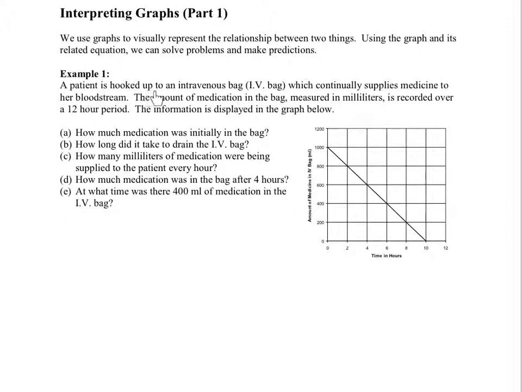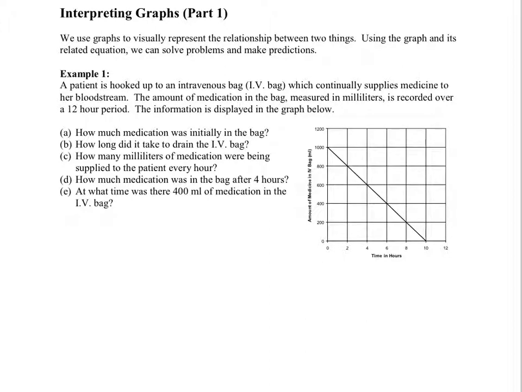A patient is hooked up to an IV bag, intravenous bag, which continually supplies medicine to her bloodstream. The amount of medication in the bag, measured in milliliters, is recorded over a 12-hour period. The information is displayed in the graph below. If we look here, we have two axes. Our vertical axis is the amount of medicine in the IV bag, measured in milliliters, and on our horizontal axis, we have the time in hours.